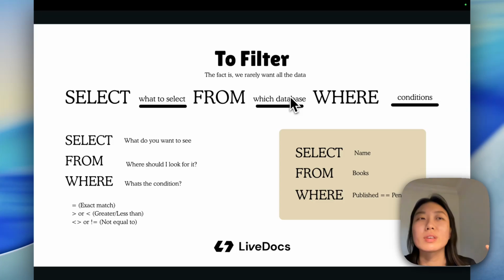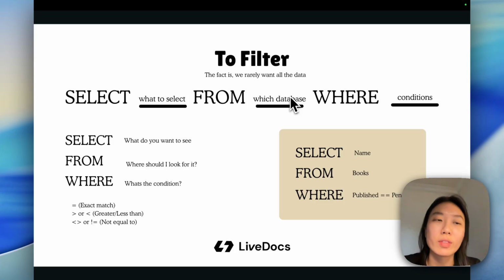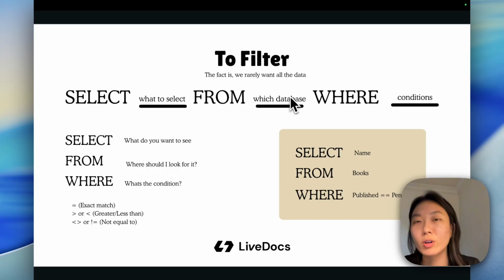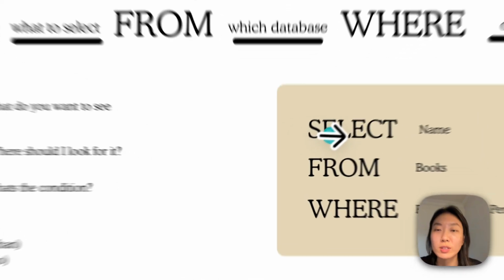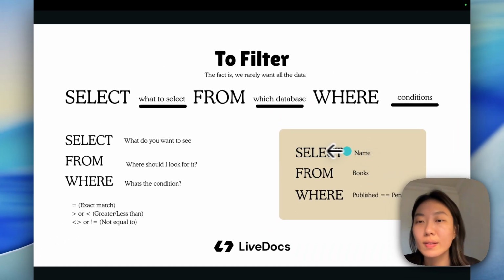But for example, to fetch data from this book, to have a look at the pages of this book, there's more filter on it. And how we do that, it's called select, and what to select from which database, where. So this is how you write: select the column, select name from the table, and where publisher equals to publisher.